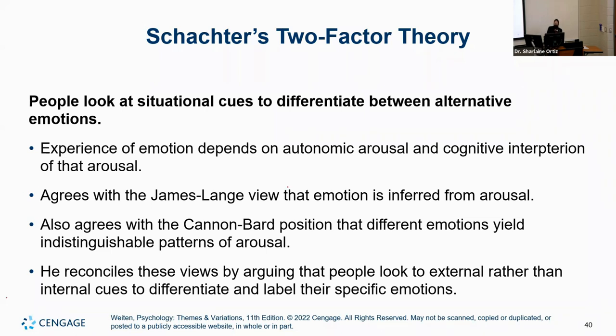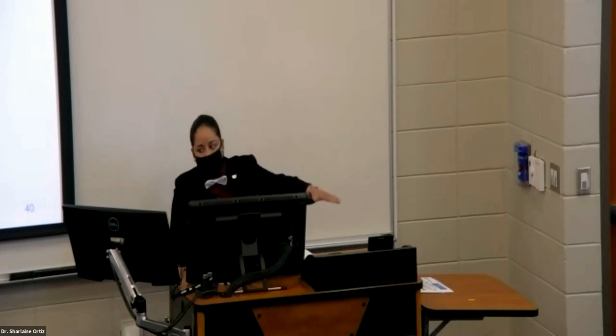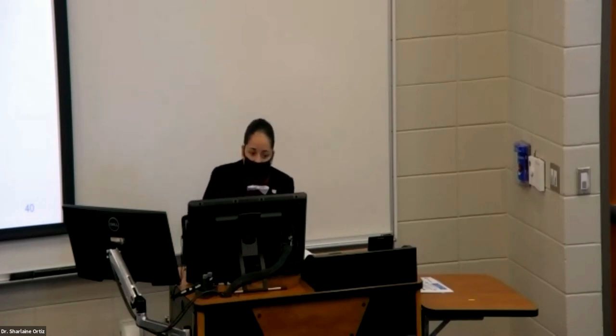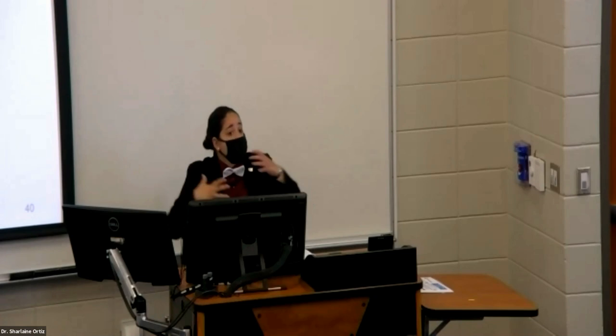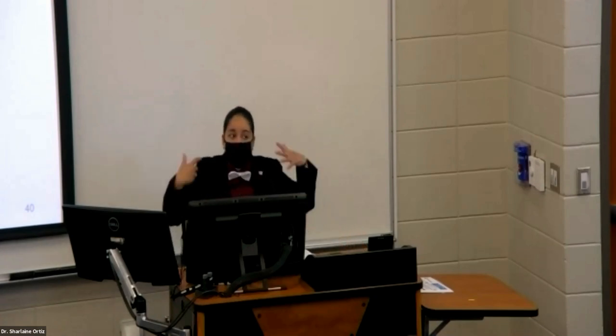Well, according to this theory, he proposes that we have two factors, right? We are looking into situational cues to distinguish between alternatives of emotions. So I'll give you an example. In keeping with our cable, right? I can say I'm going to have fear, right? Because I am seeing this cable and I'm going to say it's a snake.